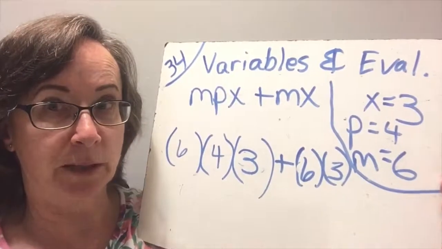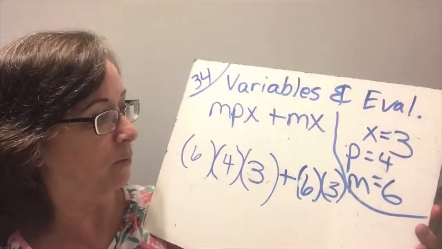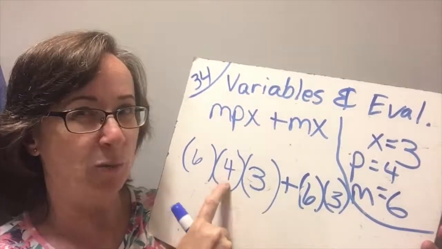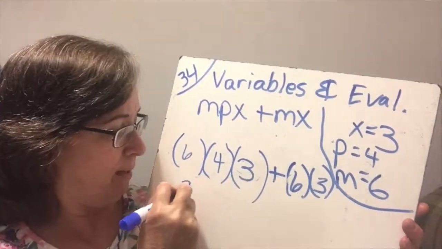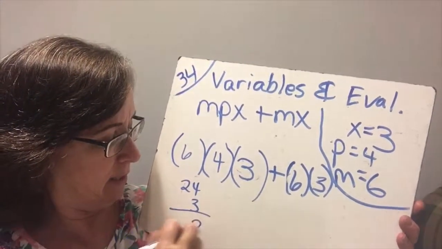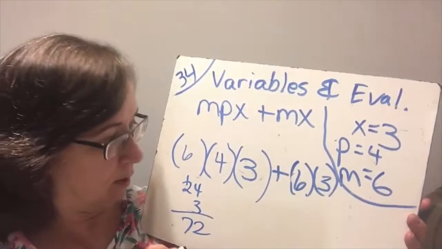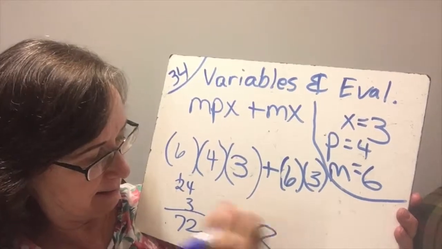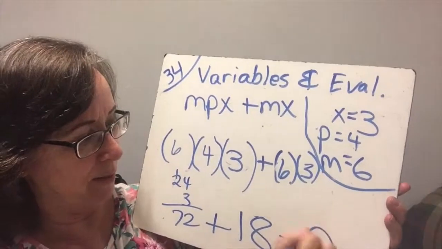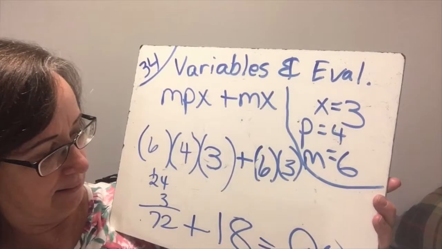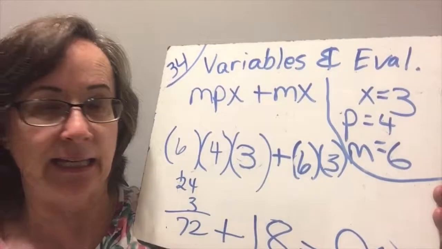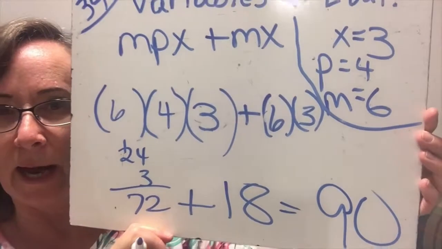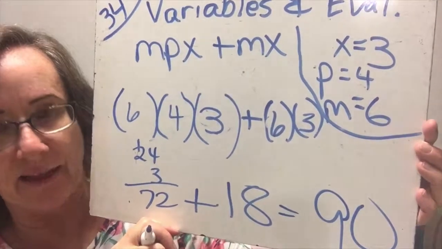Oh, I hope you know your multiplication facts, right? Because we're going to have 6 times 4 is 24. And 24 times 3 is 72. Okay, so 72 plus 6 times 3, which is 18. And we're going to wind up with a 90. That's right, 90. And that is the last practice on lesson 34.